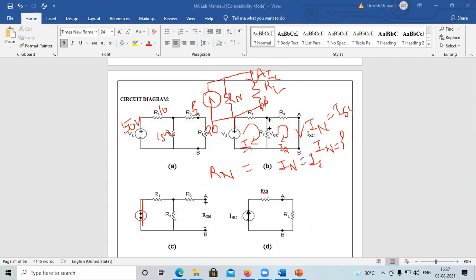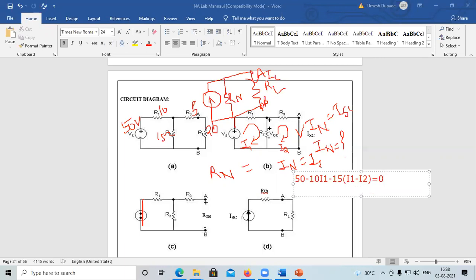Now apply KVL. Write the equation. Equation लिहा, KVL apply करा. So when we apply KVL to the first mesh, 50 volt voltage source minus resistance R1, that is 10 into I1, minus 15 into (I1 minus I2), it is equal to 0.